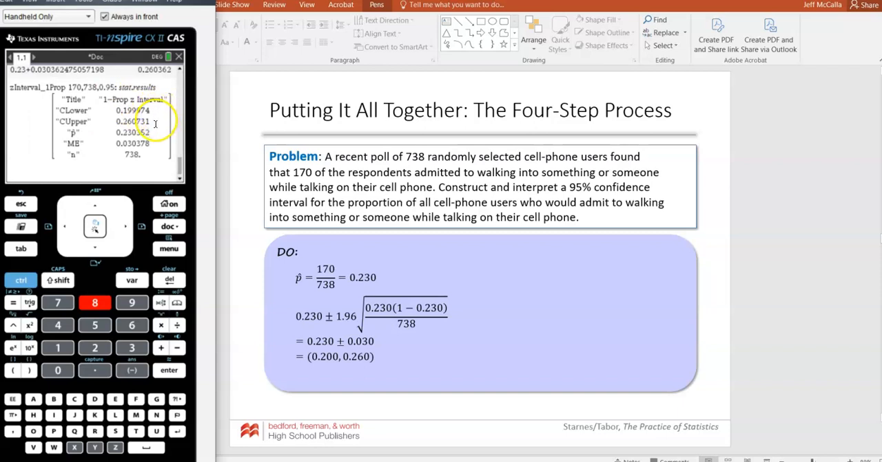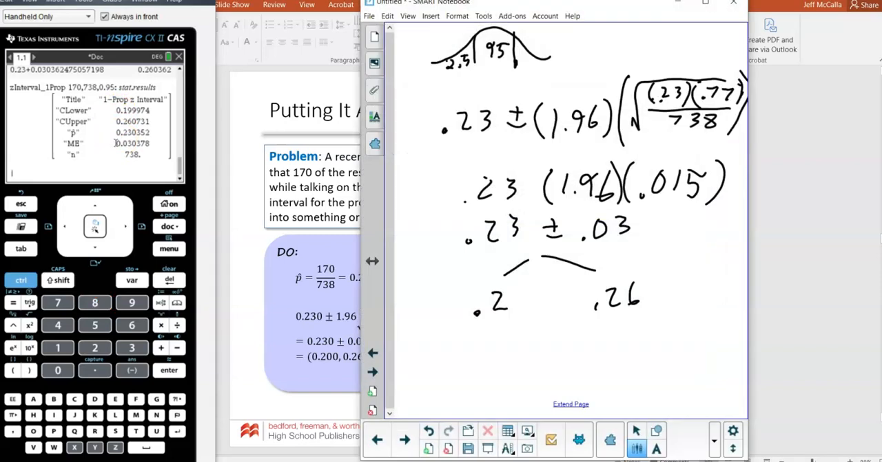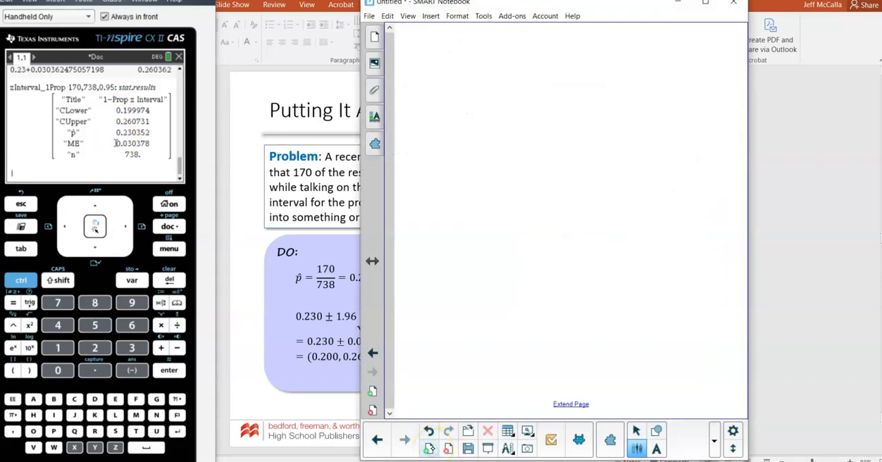It says the lower bound is 0.19. Oh my goodness, that's exactly what I had in my calculator. And then 0.26073. Do you see the lower and upper bound there? They actually tell you the p-hat and the margin of error. So even just looking at your calculator there, let's say I didn't do this by hand, I could show this work. I could say p-hat is 0.23 plus or minus the margin of error, 0.03, and I'm getting this from the calculator. And then the lower bound is 0.199, so I'm just going to say 0.2 because it rounds, comma, to 0.26.